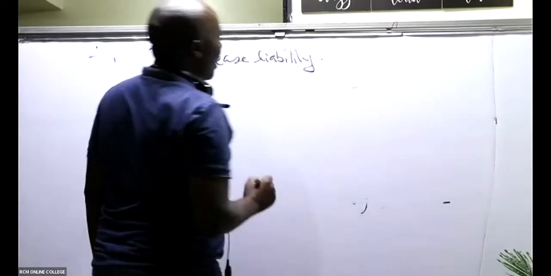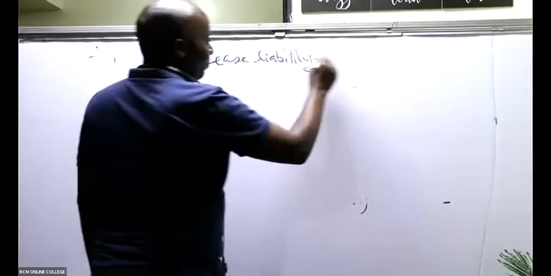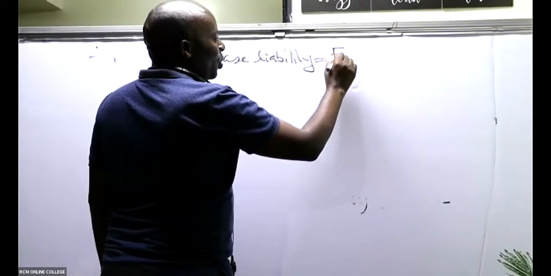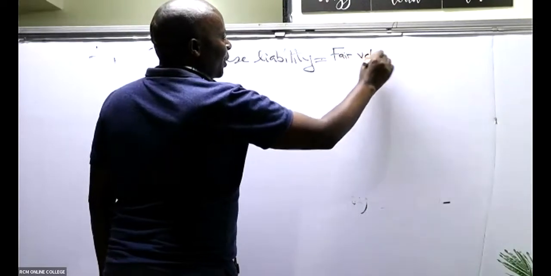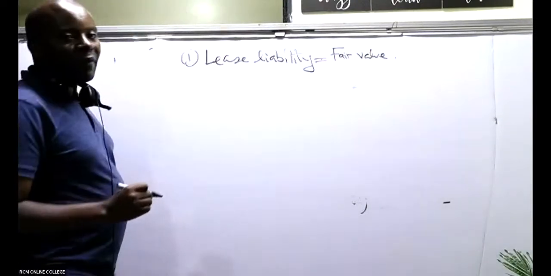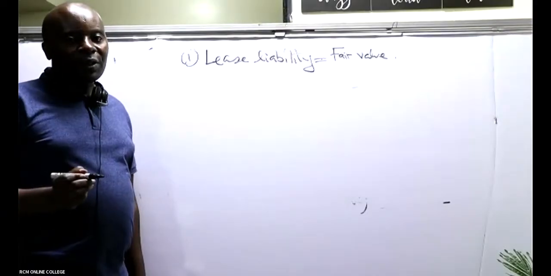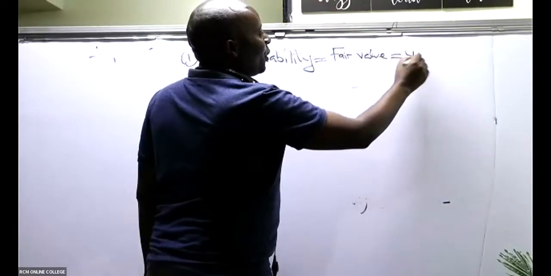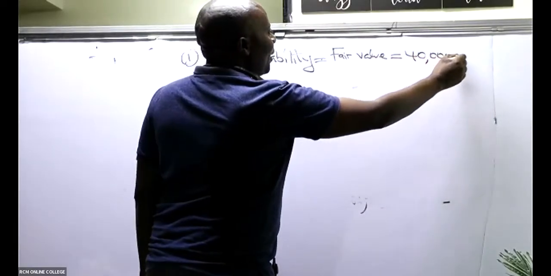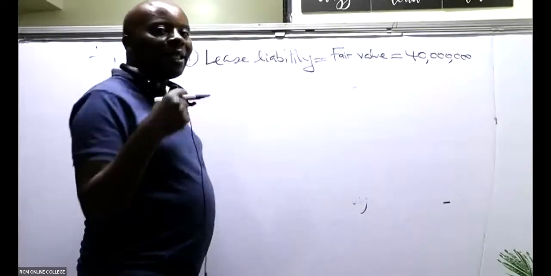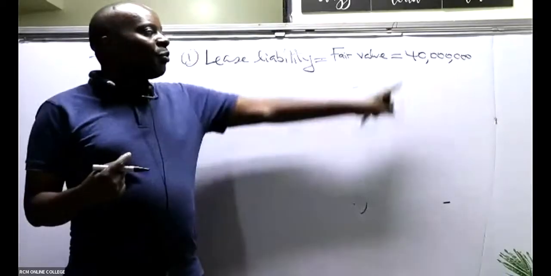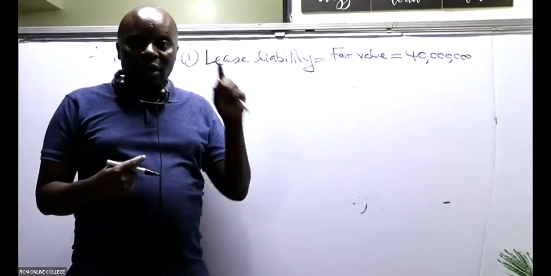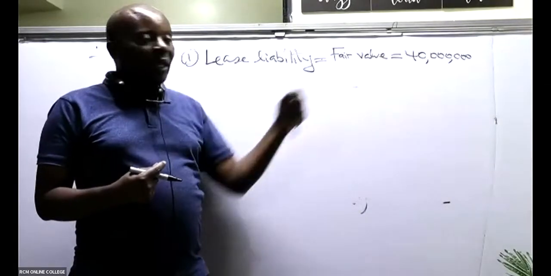That is step number one. How do we get this? First of all, this lease liability is always equal to fair value, the fair value of the asset or market value of the asset. In this question, they have told us that the fair value is 40 million. So automatically it means that as this tenant is taking up this space, he should be willing to pay the market value. So the total lease liability will be this 40 million.